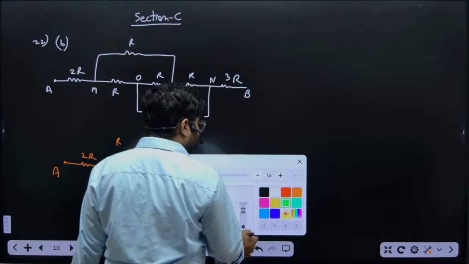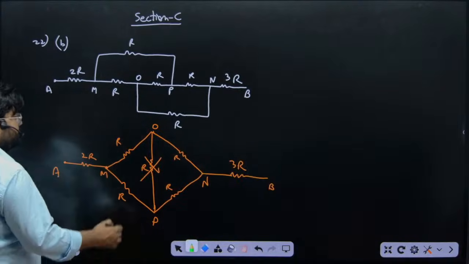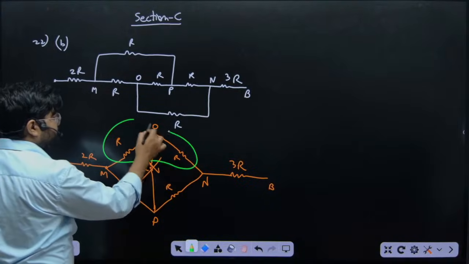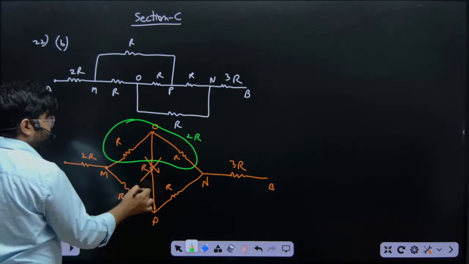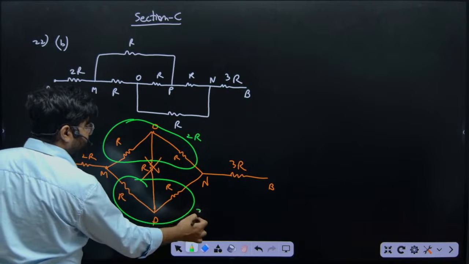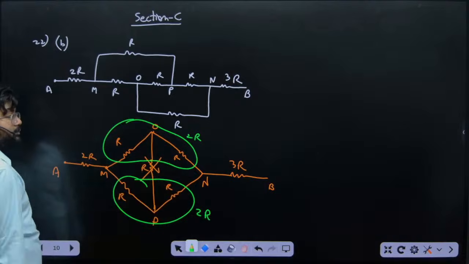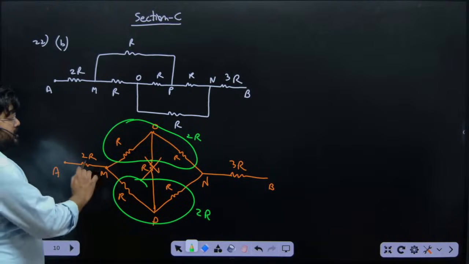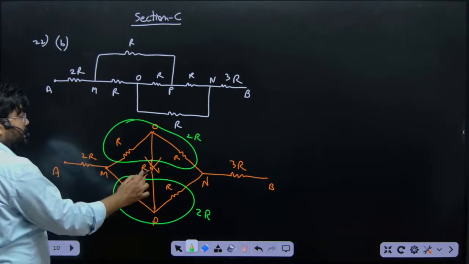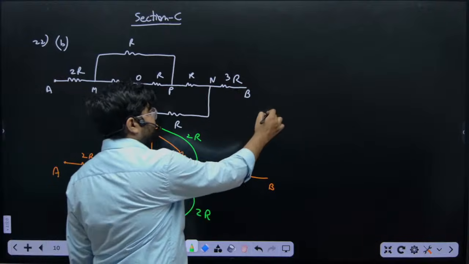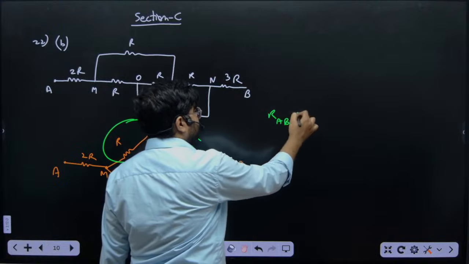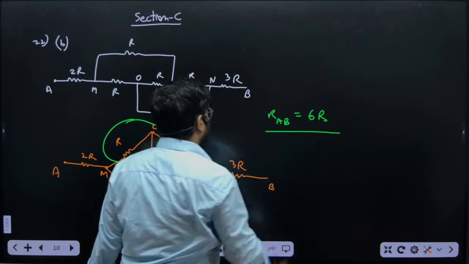The equivalent now can easily be done. So this is R and R becomes 2R. R and R becomes 2R. 2R and 2R in parallel becomes R. Now all three are in series: 2R, R and 3R are in series. So R equivalent becomes 6R. I think this is the answer.